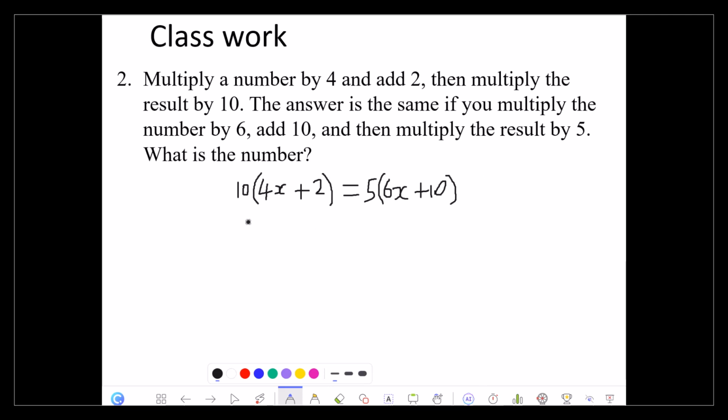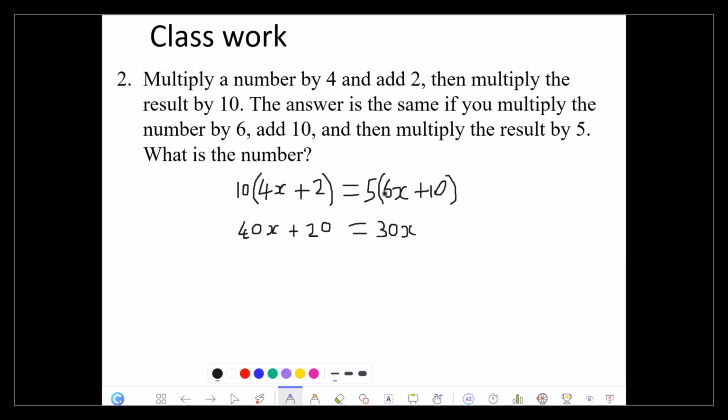Then finally, to solve this, you open your bracket, which is 4 times 10. 4 times 10 is going to be 40. So I'm going to have 40 here, which is 40x. Then 10 times 2 is going to give me 20, which is equals to 5 times 6. I'm going to get my 30x.